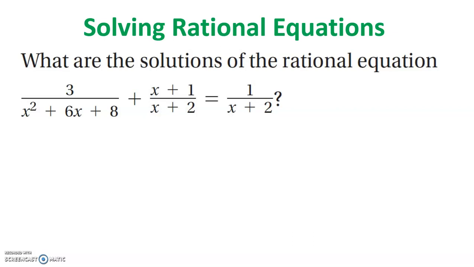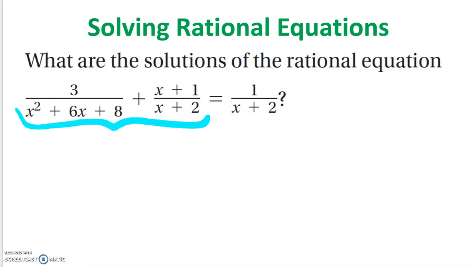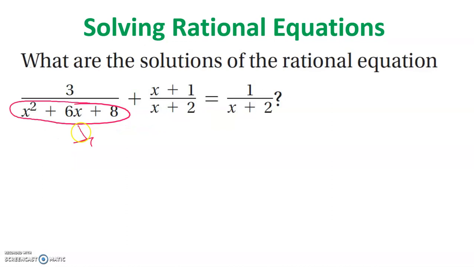This problem wants me to solve the rational equation, which means I need to find out what values of x make this true. So first of all, I'm going to solve this addition on this side, which means I need to make the denominators the same. So I'm first going to have to factor this one to see what's missing so that the denominators can be equal. Okay, so let's go ahead and factor this.